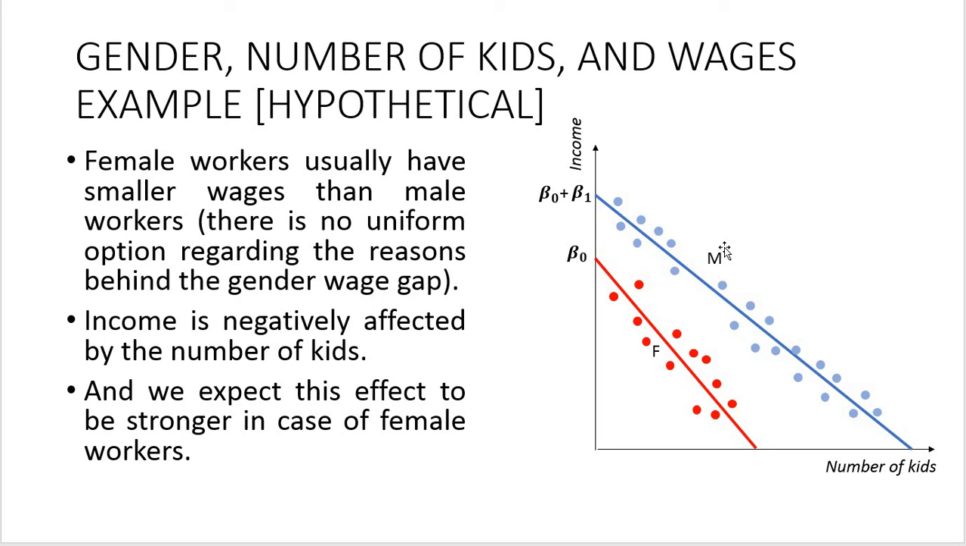So more or less, this is how you can use dummy variables in order to analyze the difference between the effect of one variable, number of kids, on the other variable, income, depending on the group the respondent belongs to.